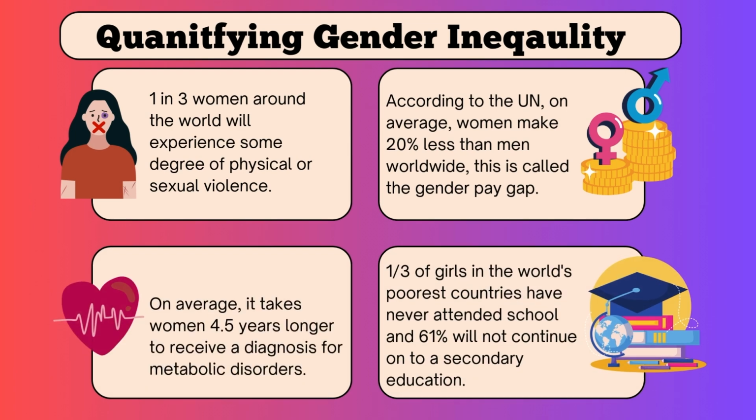1 in 3 women around the world will experience some degree of physical or sexual violence. According to the UN, on average, women make 20% less than men worldwide. This is called the gender pay gap. On average, it takes women 4.5 years longer to receive a diagnosis for metabolic disorders. 1/3 of girls in the world's poorest countries have never attended school, and 61% will not continue on to a secondary education.